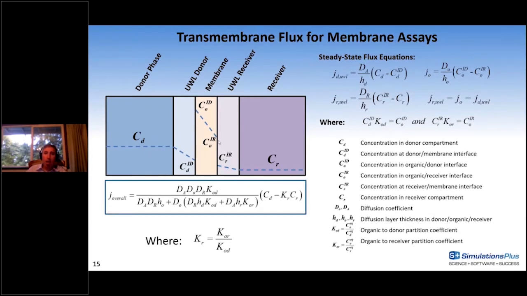Where it gets to the other side of the membrane at the receiver phase, there's then a partition coefficient from the membrane phase to the aqueous phase of the receiver, and then there's diffusivity or diffusion through the unstirred water layer in the receiver phase. And these are calculated simultaneously.